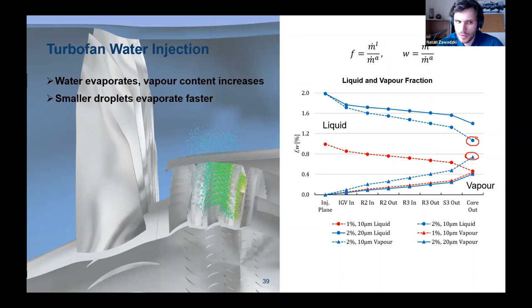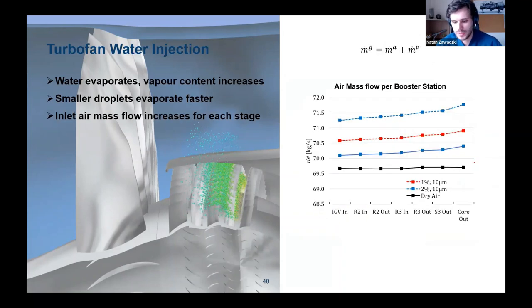And this is linked to the fact that small droplets evaporate faster. I guess this is not a surprise. So let's move on. And this is where it becomes a little bit more interesting. So this is the air mass flow per booster station.